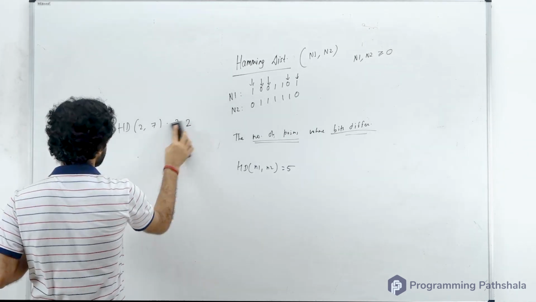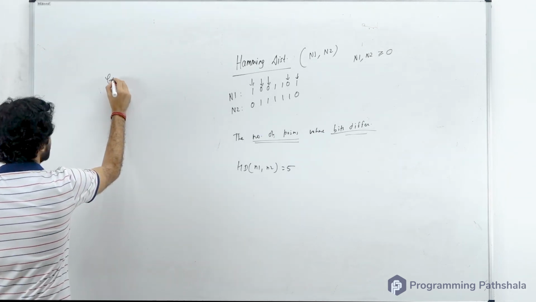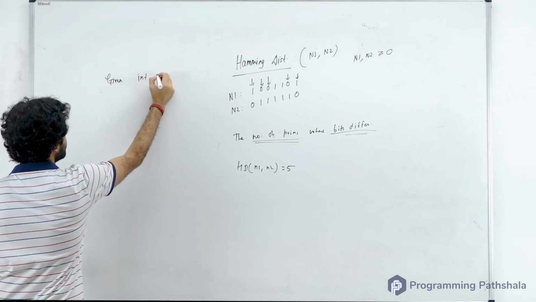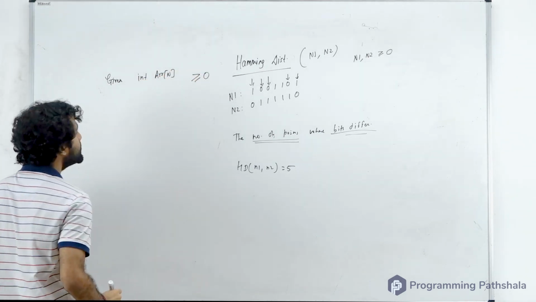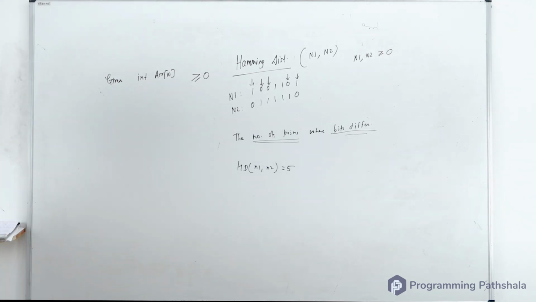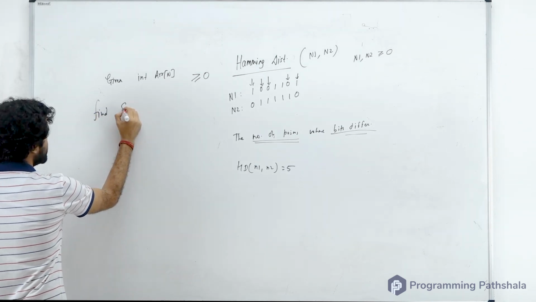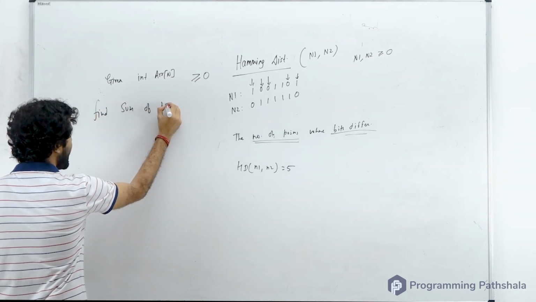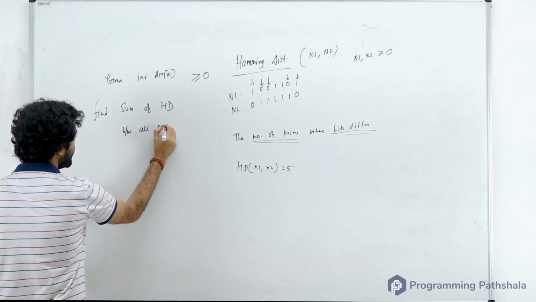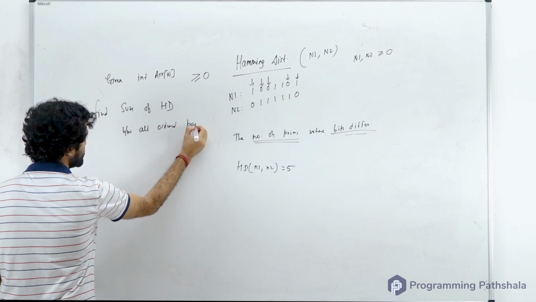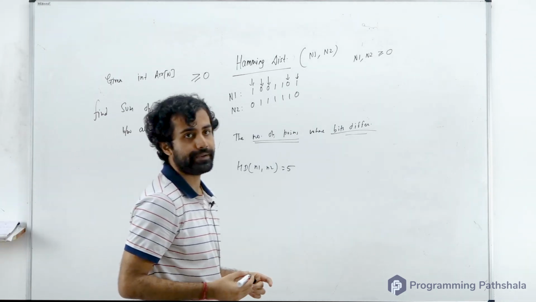So now the question says that you will be given an integer array containing non-negative numbers. All the numbers are greater than or equal to 0. And now the question asks you to find the sum of Hamming distance between all ordered pairs. Sum of Hamming distance between all ordered pairs.